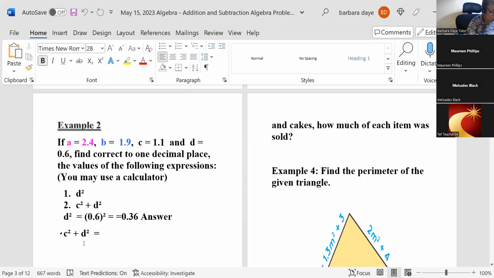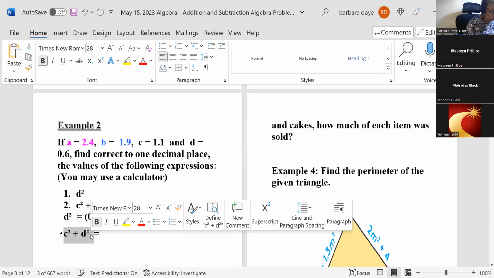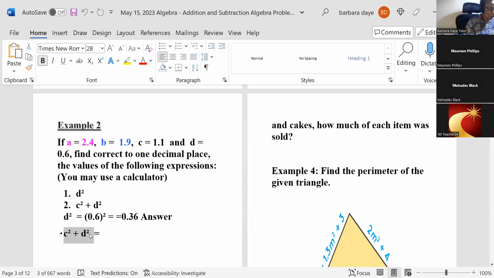Okay, now we add the numbers. You remove the C and put 1.1, and remove the D and put 0.6. Make sure you put the powers. So the C is 1.1, so this is replaced by 1.1.